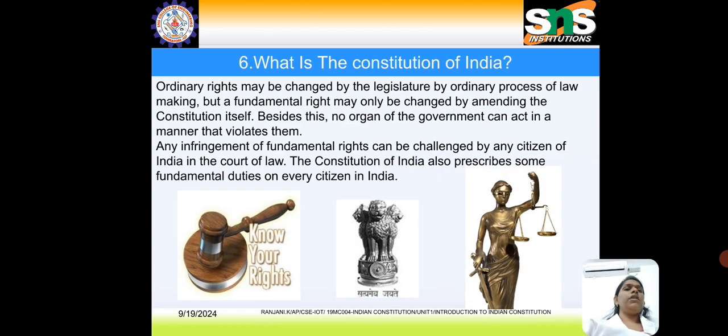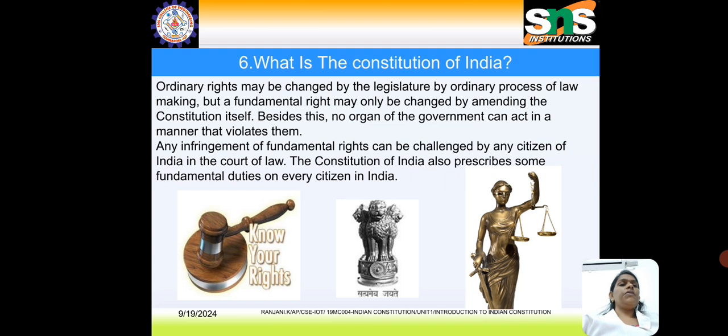Ordinary rights may be changed by the legislature through the ordinary process of law making, but fundamental rights can only be changed by amending the Constitution itself. So they cannot be changed by the ordinary process of law. Besides this, no organ of the government can act in a manner that violates them, and fundamental rights can be challenged by any citizen of India in a court of law.